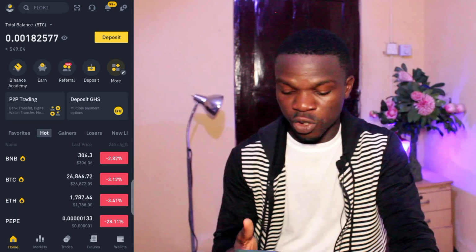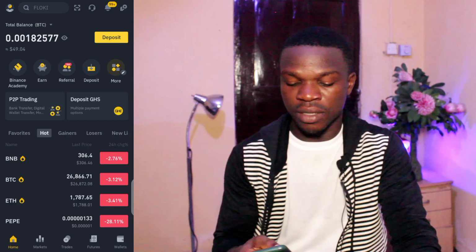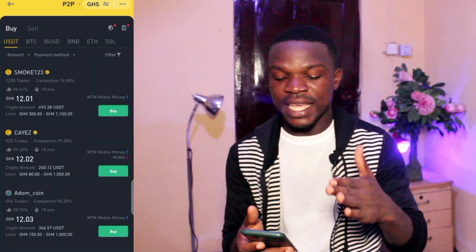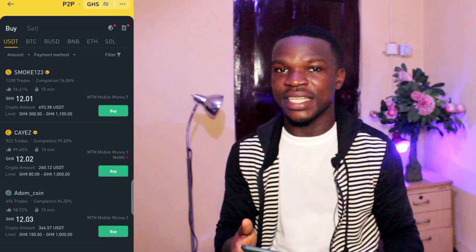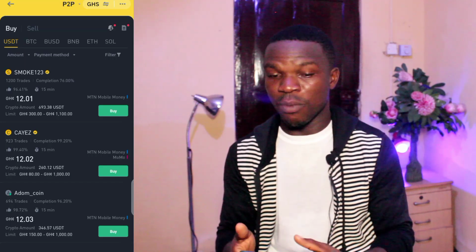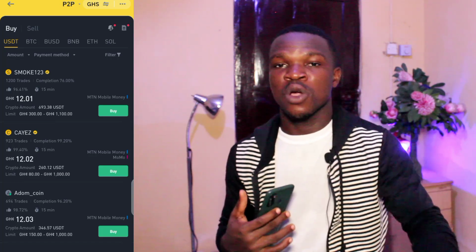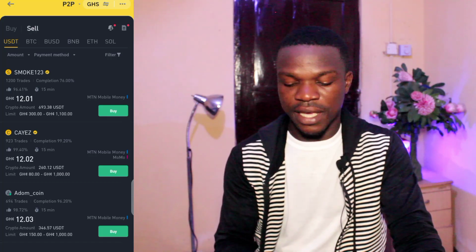Alright, so guys, the first thing to do is to open your Binance app and go to your Binance P2P trading. If I tap on Binance P2P trading, automatically this is going to show the rate at which people are buying and the rate at which people are selling. So meaning I want to buy from someone, this is here. But if I want to sell to someone, then I have to go to sell.